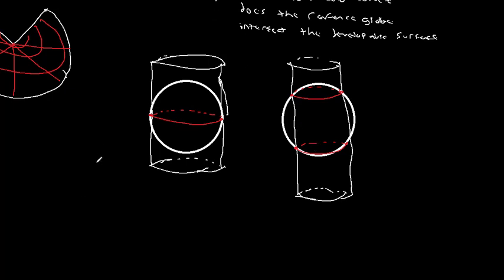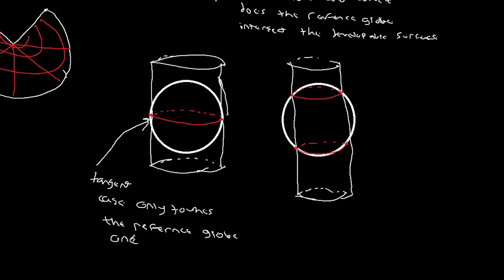Right? If it only touches the reference globe once, this is called the tangent case. Versus in this case, we have two different places where it touches the reference globe. We call this the secant case. It touches the reference globe twice.